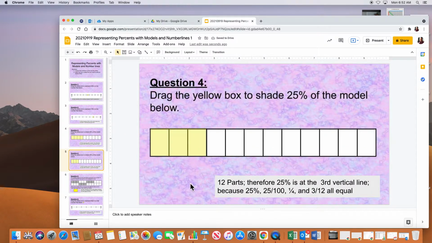12 parts. 25%. 25%, 1/4, compared to 12ths, means that 4 times 3 equals 12. So 1 times 3 equals 3/12, and that makes this the proper portion of the line to be 25%.